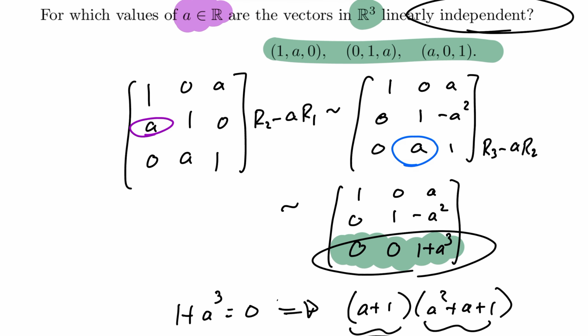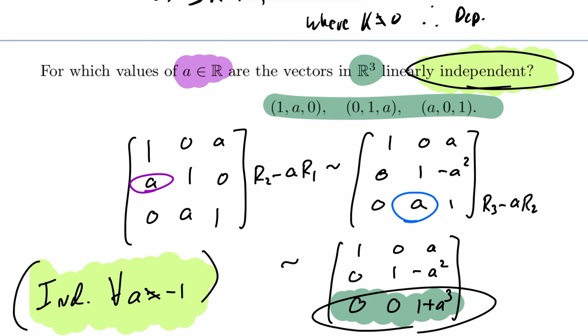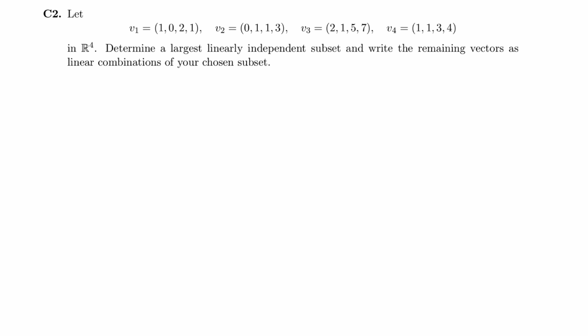So the solution to this question is that when A equals minus 1, we have a dependent set, and otherwise independent. Let's write this out. We have an independent set for all A not equal to minus 1. So as long as A is not equal to minus 1, any value you choose will create an independent set. All right, now let's take a look at another question here.